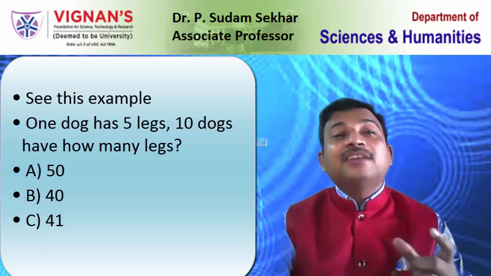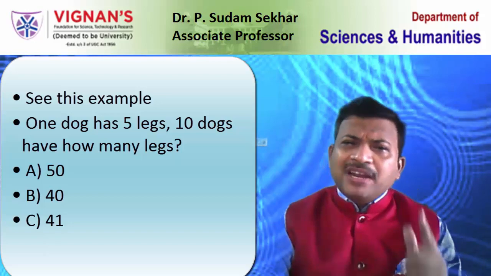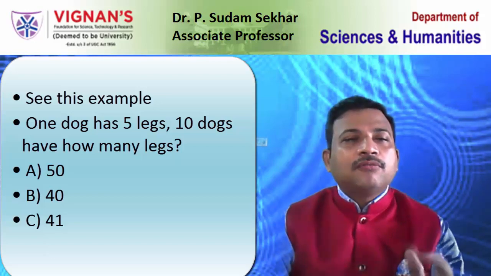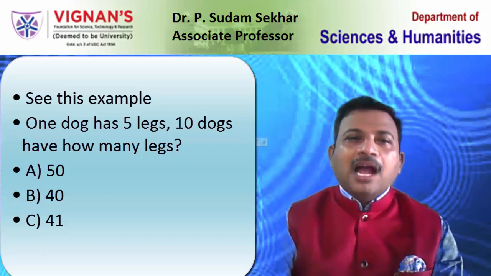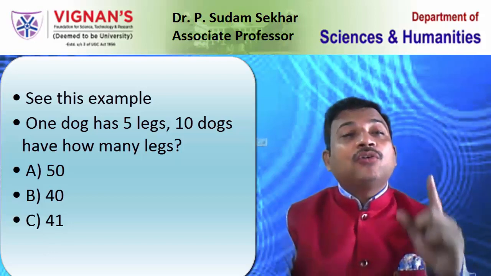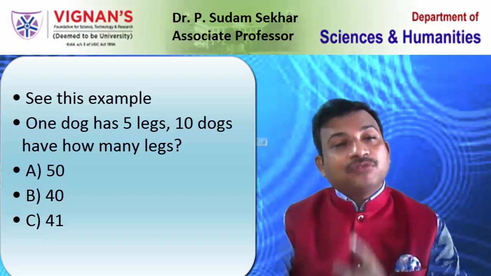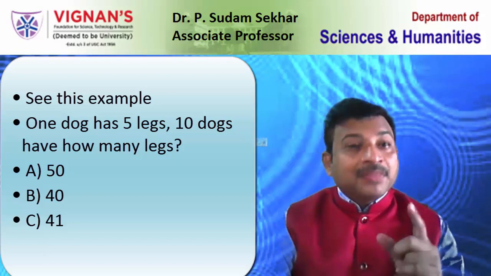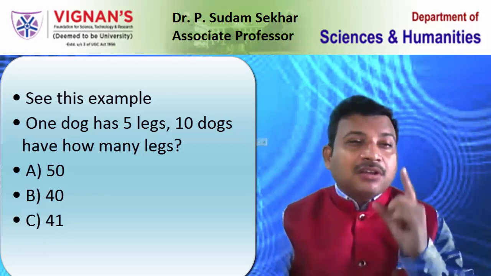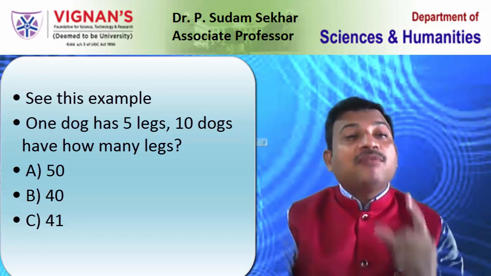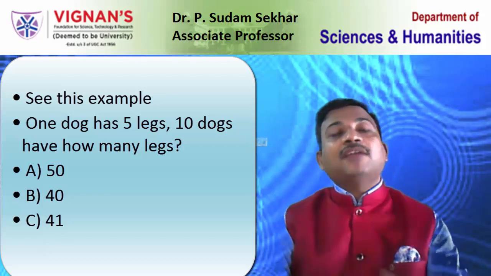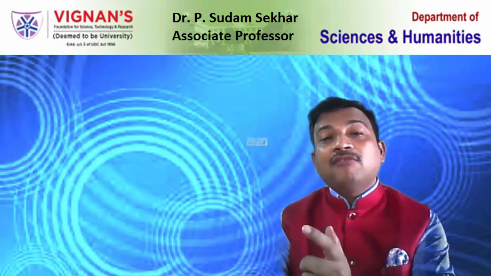And some other people feel in a different way. Naturally 1 dog has 4 legs, but by chance 1 dog got 5 legs. So what will be the answer? Out of 10 dogs, 9 dogs have 4 legs and 1 dog has 5 legs. So 9 into 4, 36, plus 5 is 41. So you got three different answers with three different approaches. Which one is the correct approach? The last one, 41, is the answer, because the question is given like this: one dog has 5 legs, comma, then 10 dogs have how many legs?